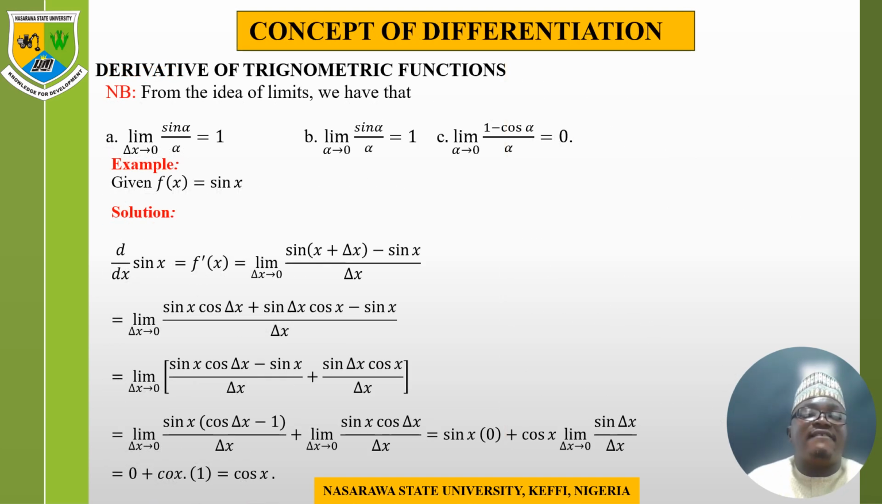Then the next one is derivative of trigonometry functions. Trigonometry function, from the idea of limit, still we are using the limit. We have that. Look at the limit as the increment of x tends to 0 of sine a all over a equal to 1, because when you take the limit of the increment of x tending to 0 of sine a all over a, you get back to 1 as we stated there.